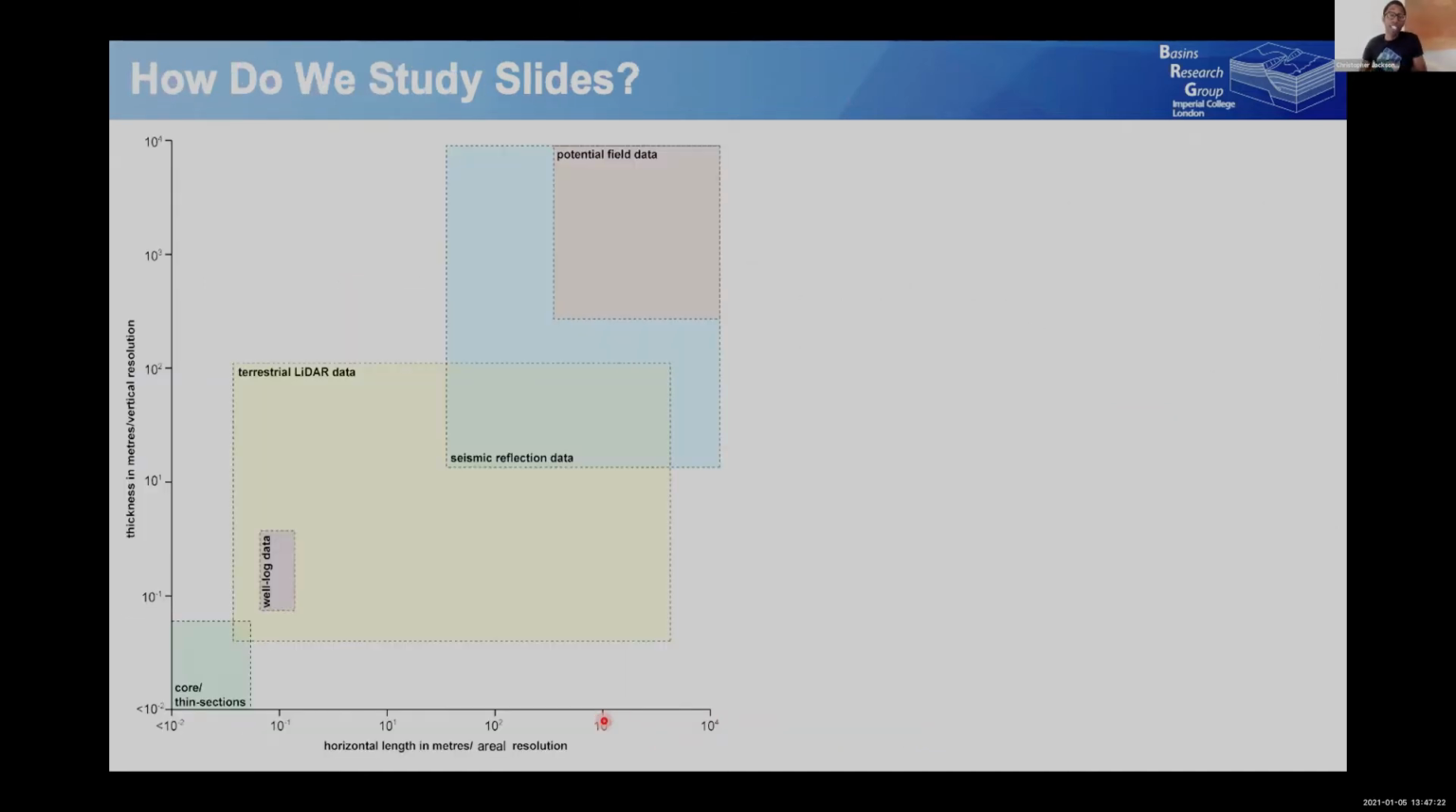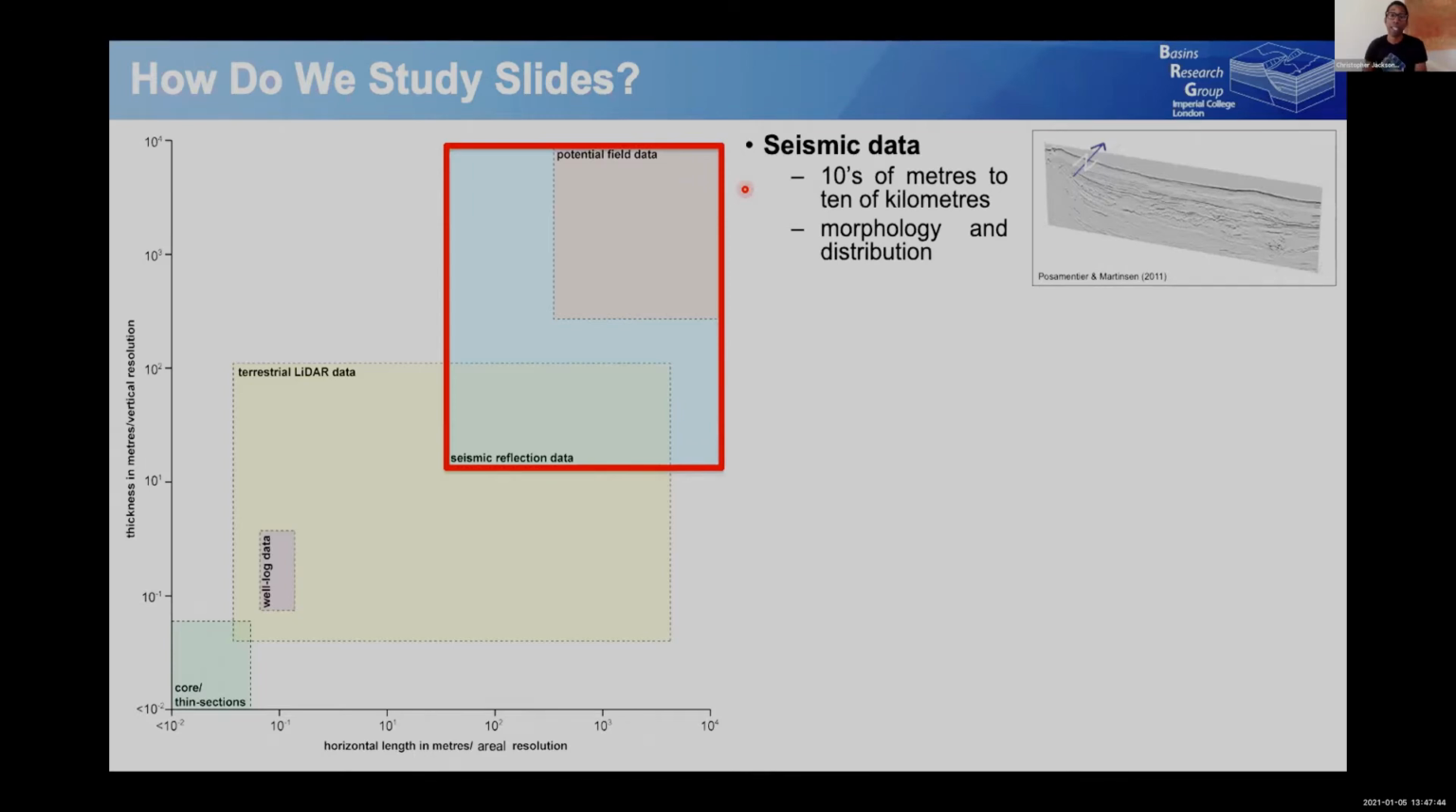And what data can we use then to quantify these different aspects of slides? So on the x-axis here, we have areal resolution. So think of that as like in map view. And here on the y-axis, we have vertical resolution, and 10 to the 1 is 1 meter. So 1 meter's in here. And we can see these different types of data going from core and thin sections up to seismic reflection and potential field data. So these data are great for submarine landslides or subaqueous landslides.